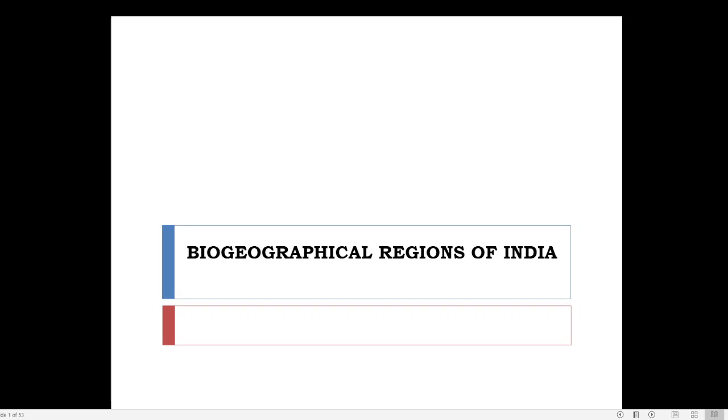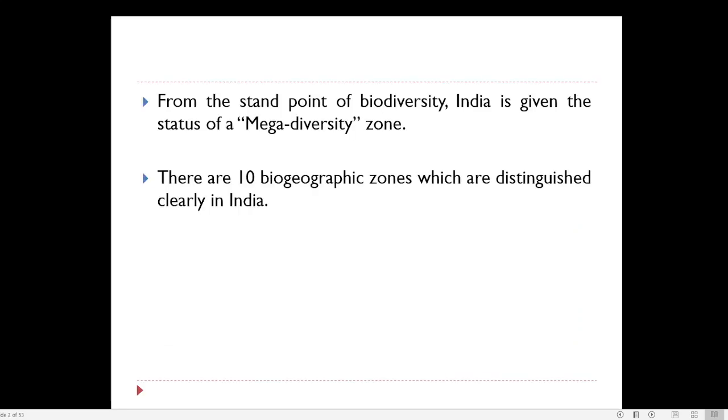So we have been studying about different realms a few classes earlier, and today we will be discussing the major climatic regions present in the Indian region, which are known as the biogeographical regions of India. There are some important points about India.